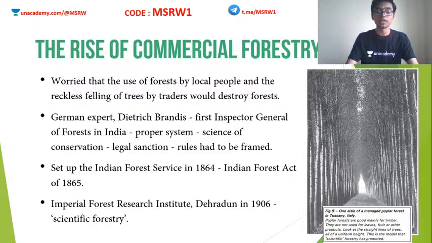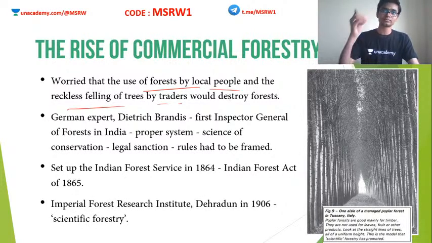Now, the rise of commercial forestry. How did the rise of commercial forestry affect the biodiversity in India? People were worried that the use of forests by local people and the reckless felling of trees by traders would destroy the forests. The English, the Europeans, were afraid that if local people were allowed inside the forest, they would recklessly fell the trees, and it would ruin the forest. So what did they do? They started making various acts and laws by which the local community was prevented from getting into these forests.